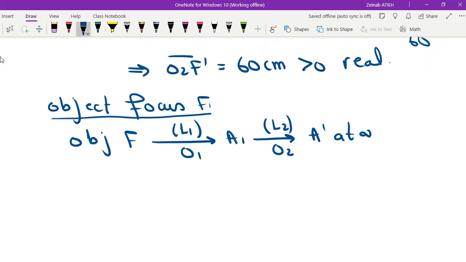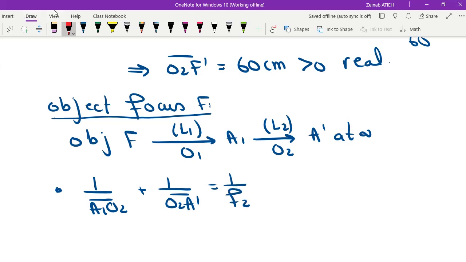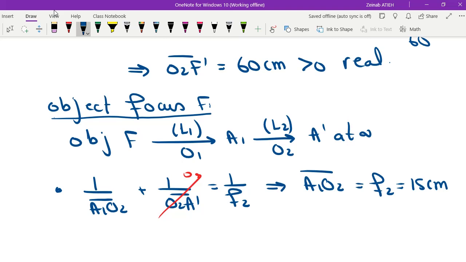Let's work with L2 first. رح اشتغل بال L2, يعني 1 over A1O2 plus 1 over O2A prime equals 1 over F2. ما ننسى نحن ال A prime على infinity, so this one will be 0. Implies A1O2 is equal to F2 equals 15 centimeter. وهيك بنكون جبنا موقع ال A1. معنى ال A1 بنجيب ال F.